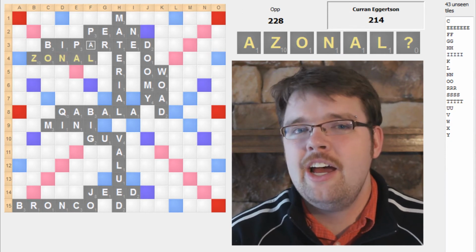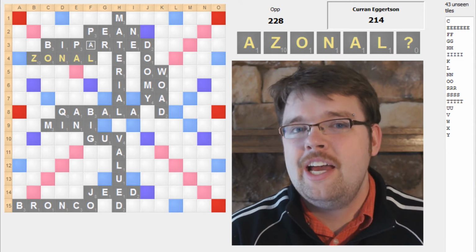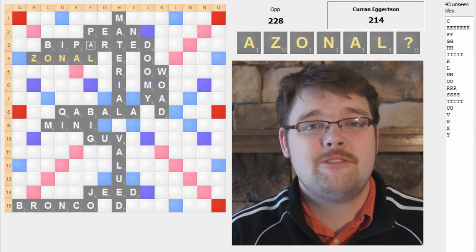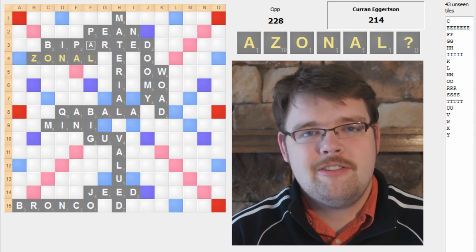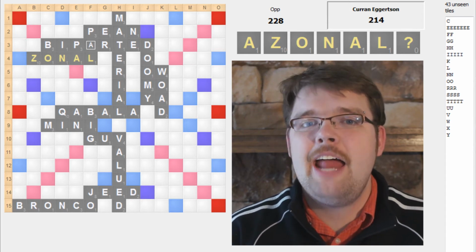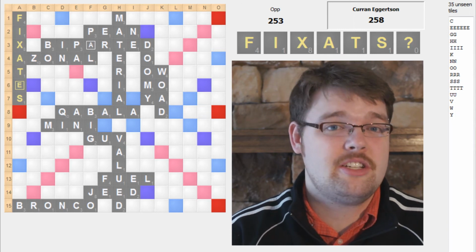Why would you do that? Well, not only is it more defensive, but it's also more offensive. If you keep the A on your rack, and remember that zonal takes the A front hook for azonal, then you can conserve this A on your rack, which just happens to be the last A in the game, and make good use of this triple word score on your next or subsequent turns.